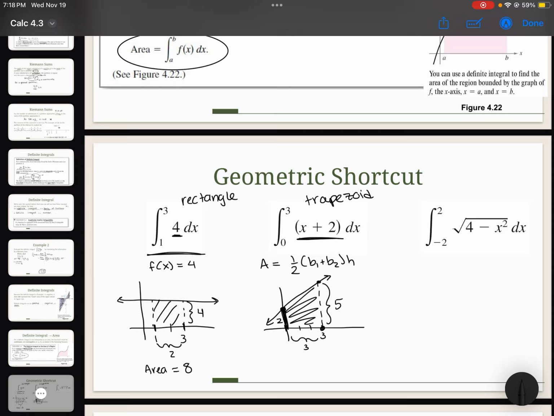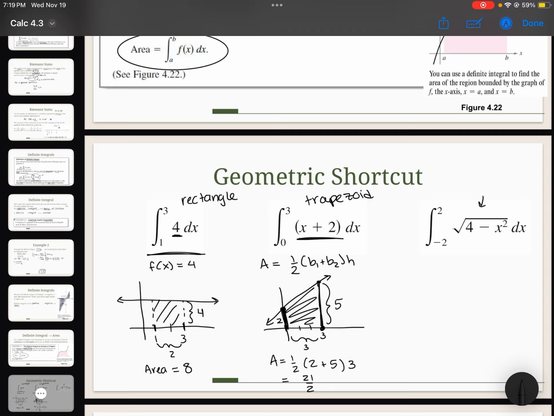So be careful with the rectangles versus the trapezoids. Be careful with your bases and with your heights. Make sure that the two vertical lines are your bases. So to find my area over here, I'm going to have 1/2, base 1 is 2, base 2 is 5, multiplied by 3. 1/2 of 7 times 3 gives us 21 over 2. So again, use these geometric shortcuts. If you just see a number, it's a rectangle. If you see this, it's a trapezoid.